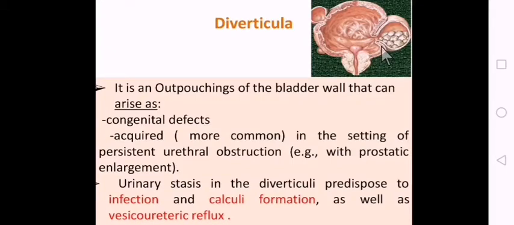Number 1, diverticuli. It is an outpouching of the bladder wall. يعني there will be a formation of a sac in direct continuity with the wall of the urinary bladder. It arises as a congenital defect, or it can arise as an acquired disease, which is more common, usually in the setting of persistent urethral obstruction, whatever the reason: benign prostatic enlargement, prostatic cancer, and female cervical cancer.